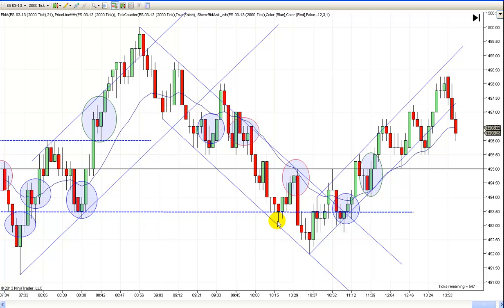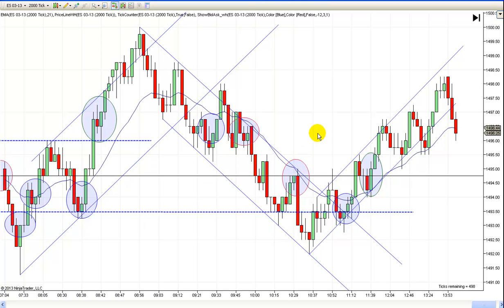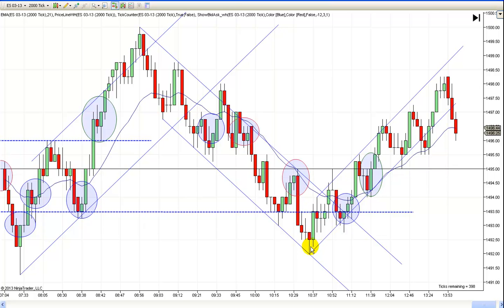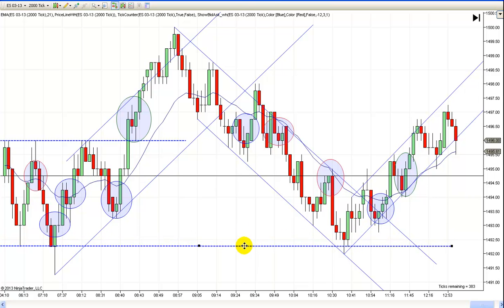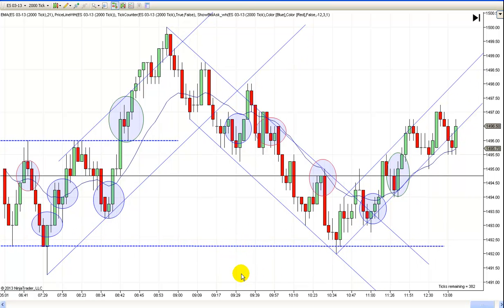And then look what this is. This is one move up, a pullback, and then a second move up. So that's a two-legged pullback to the EMA, the trend line, off the channel. That's just a perfect setup. And so you go short right there. Easy move down. And actually, this line would have been down here by now. And look where it bounced.